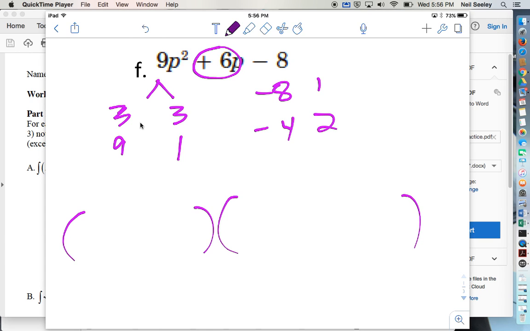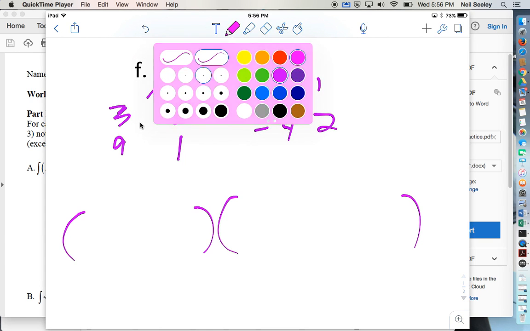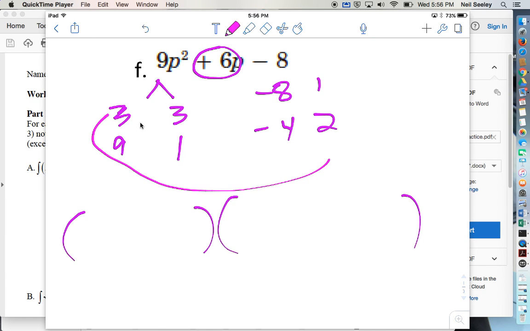I'm going to use a different color. 3 and 2, that makes 6, and 3 and negative 4 here. Now notice they're from mutual pairs. You don't jump. The factors always stay together. So what I've done is I've done the 3 times negative 4 is negative 12, and 3 times 2 is 6. That'd give me negative 6. Well, that's an easy fix. I got negative 6 as my sum.